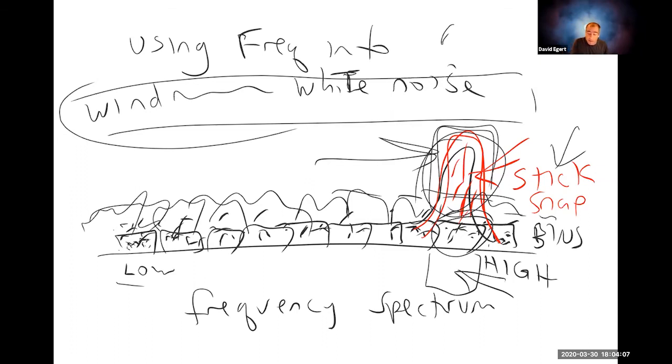So this is one way you can separate a signal out of the noise. A lot of the noise tends to be spread out. Even if it's a lot of energy overall, it's spread out across the different frequencies.